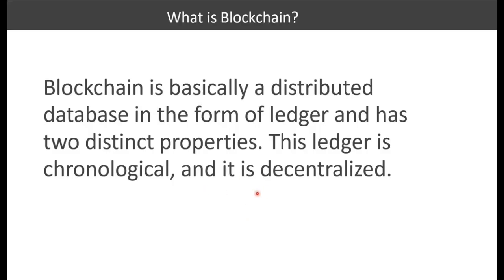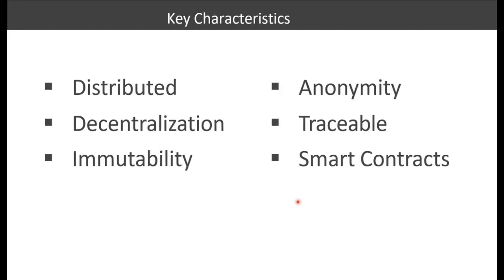So a blockchain is a database. Certainly it's a repository of data. It's in the form of a ledger and has, well, let's just say now, two distinct properties. It's chronological, and it's decentralized. So blockchain runs on a distributed network. Again, it's decentralized. It is immutable. Its public blockchains are anonymous. However, private blockchains can be named. It's fully traceable and can run applications called smart contracts.